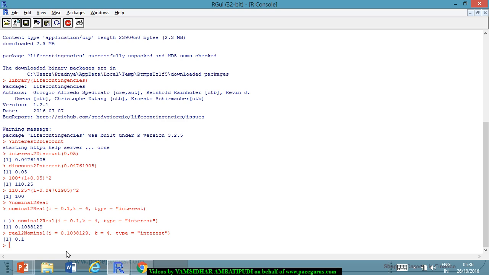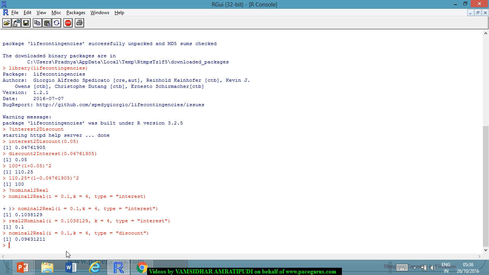But the same thing, if I want to convert in terms of discounts, right? Let's say I want to use nominal to real. Instead of interest rate, I'm talking about the discount rate. Remember, instead of I, I am taking it as D. So this becomes 0.9096, which is 9.63%. When I am converting the nominal discount rate to a real discount rate, it is becoming 0.9096, which is 9.63%, right?